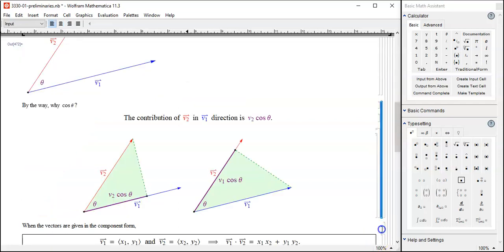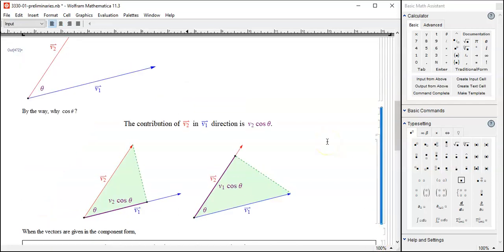Well, here is the visual explanation why. Look at especially the first picture. Look at this green right triangle where V2 is hypotenuse. And this direction, which is highlighted in thick purple, is V2 cosine of theta. And you can see that is the contribution of this red vector, V2, in the direction of V1, blue.